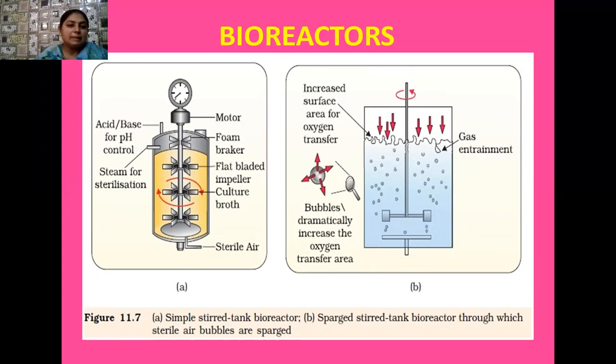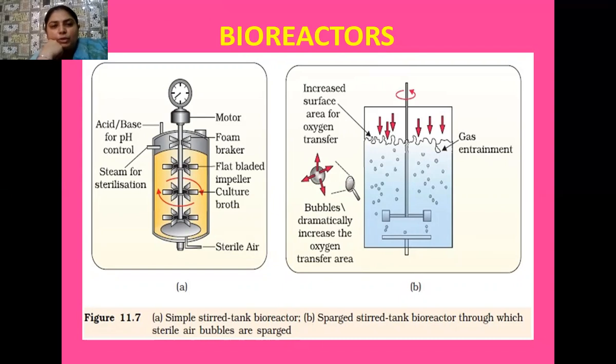So in the simple stirred tank bioreactor, we have one motor that is attached to an agitator system. Here we have also provided the pH control system, so acid and base can be controlled with the help of these knobs. We have steam provided in the broth or the culture for the purpose of sterilization. A foam breaker is also there, and there are flat blades on the agitators.